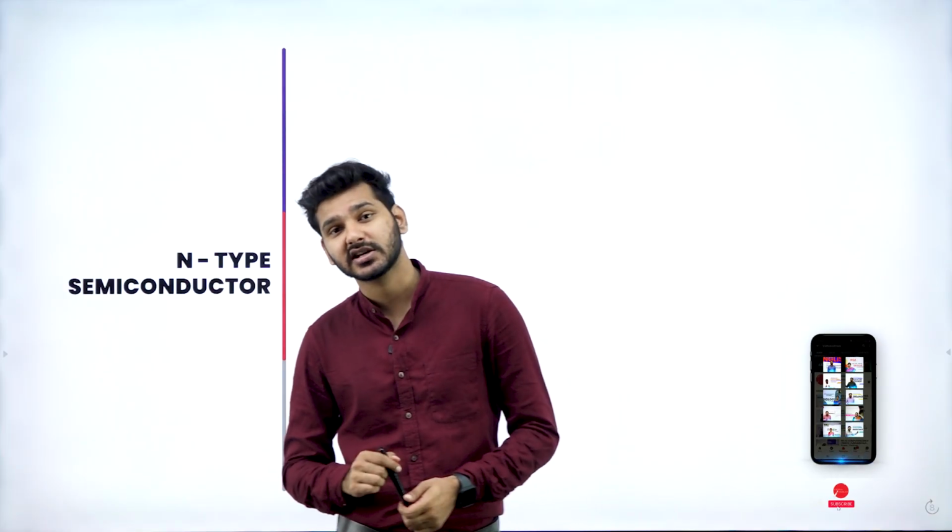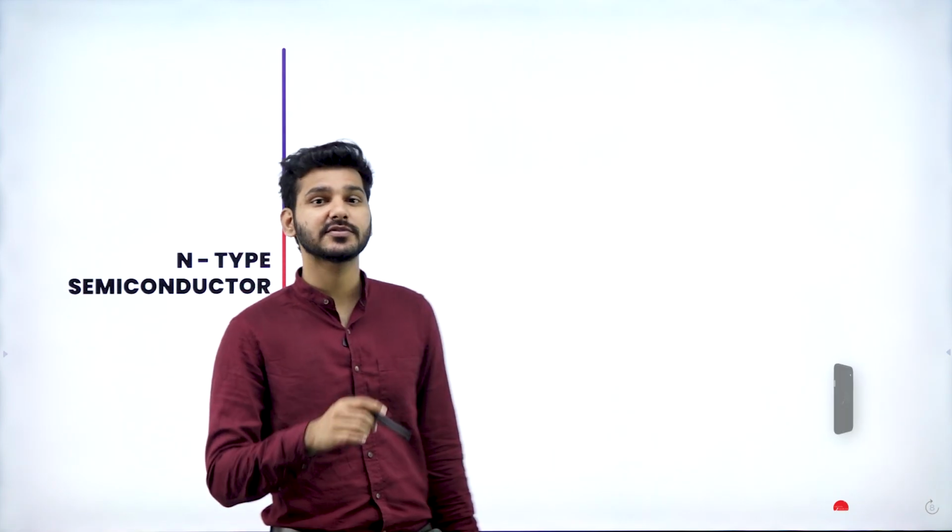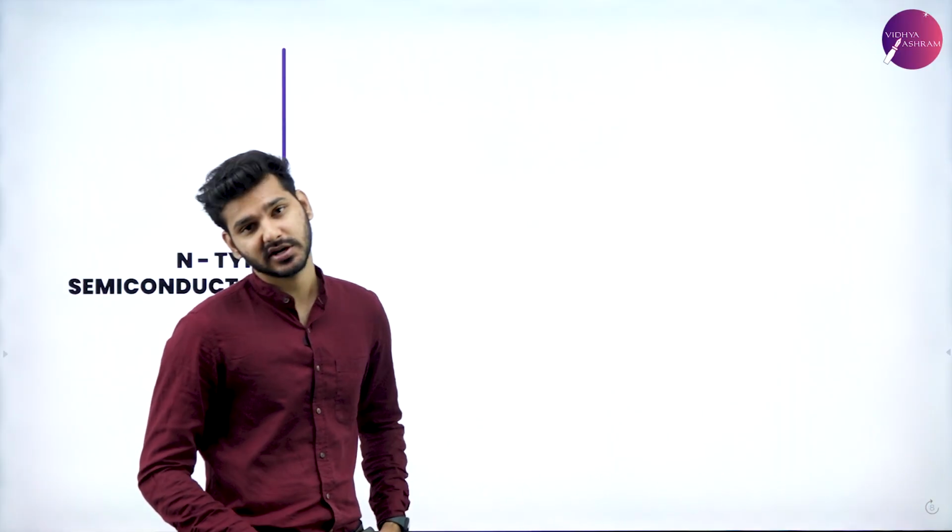So we learned about intrinsic and extrinsic semiconductors, and we learned also that inside extrinsic semiconductors, there are two more categories that are known as N-type and P-type. Of those types, the first one we are going to study is N-type semiconductors. So what exactly is an N-type semiconductor?